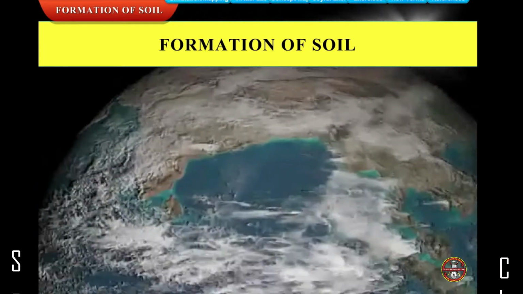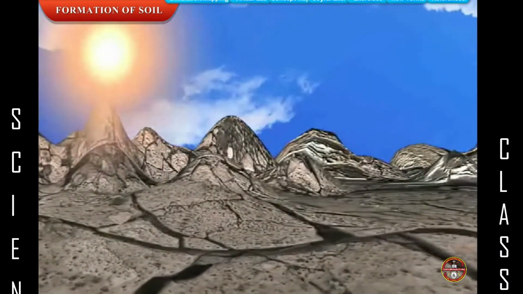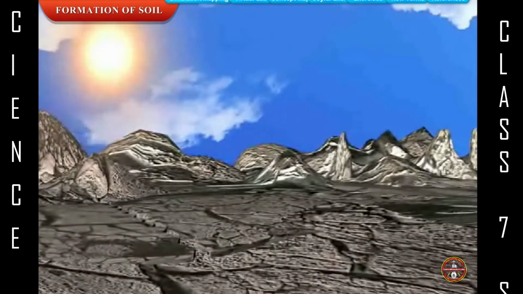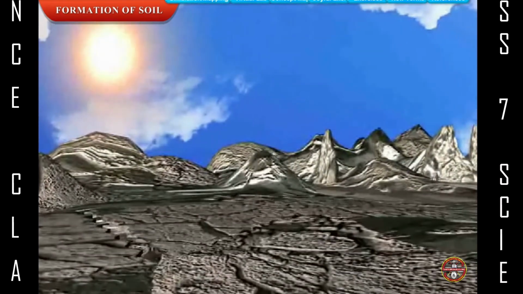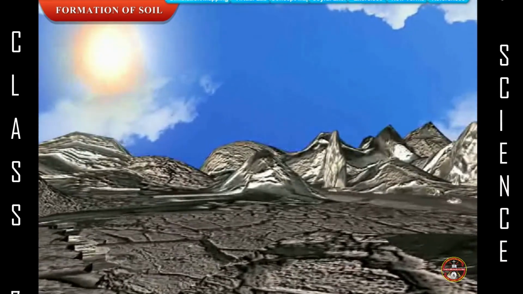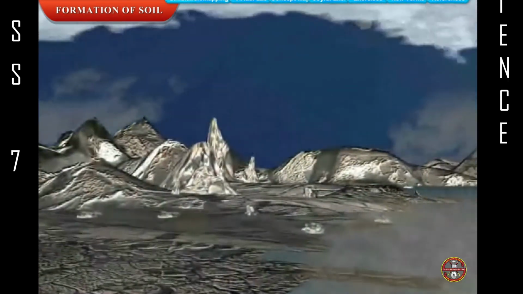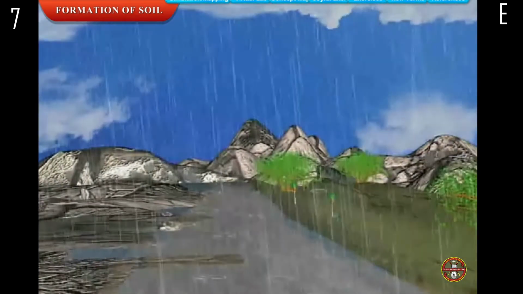Weathering of rocks is a very slow process. It takes millions of years to break huge rocks into fine particles to make soil. The process by which huge rocks are broken down into small rock particles by the action of sun's heat.